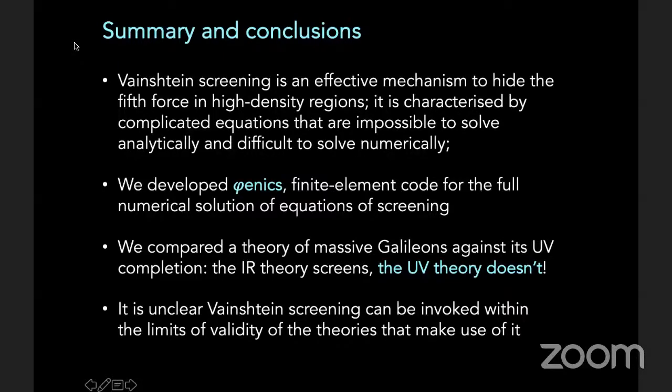And essentially, this means that it's unclear that Vainshtein screening can be invoked within the limits of validity of the theories that use it. The caveat is that we can't exclude that there is going to be one day one UV complete theory for the other set of theories that works and that screens. So we can't prove that there exists no such theory. But in some sense, you could argue that the burden of proof is on the other side. So for the one case that we could test, it didn't work. In some sense, you're asking an act of faith that such a UV complete theory exists, but we don't have it. So you could argue that the burden of proof is the other way around. And with this, I conclude.